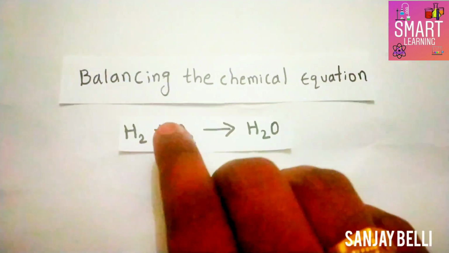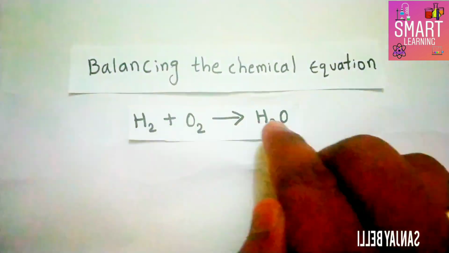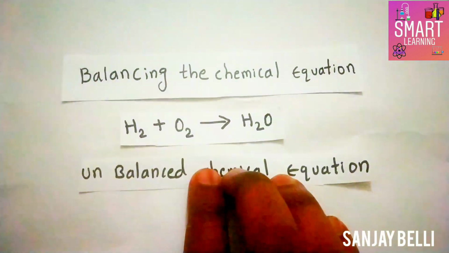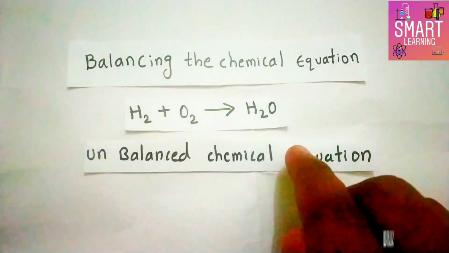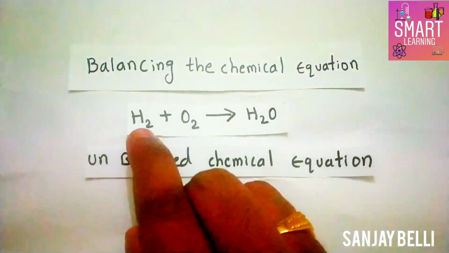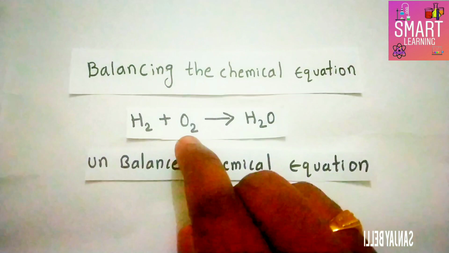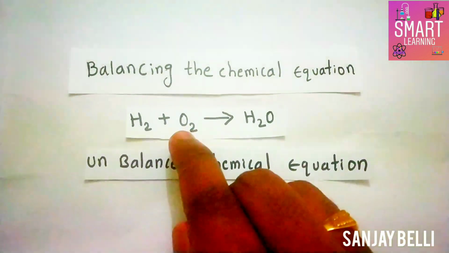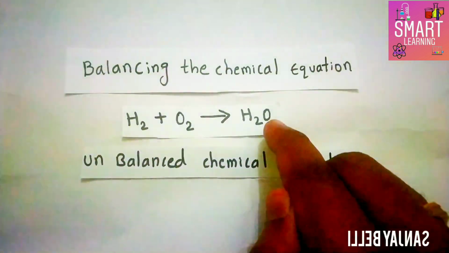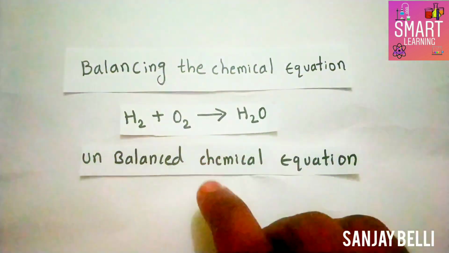Here we have an example. H2 plus O2 gives rise to H2O. It is an unbalanced chemical equation. How can we say it is unbalanced? Here you can observe 2 hydrogens on the reactant side, 2 hydrogens on the product side, 2 oxygens on the reactant side, whereas 1 oxygen on the product side. So it is clearly an unbalanced chemical equation.